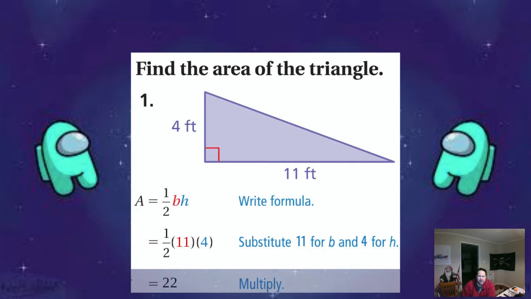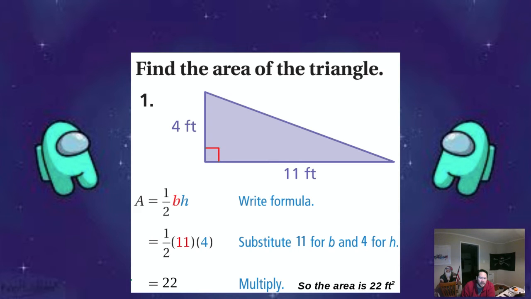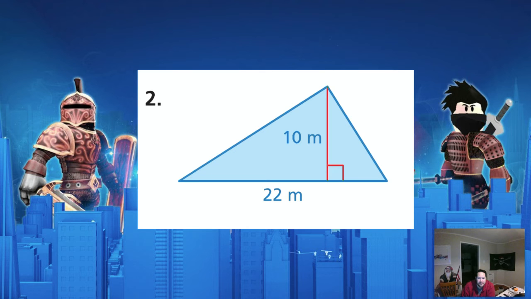Okay, so when you're multiplying, you can rearrange the order. You can do 11 times 4 first, and then cut that in half. Or you can do half of 11, which is 5.5, and then times 4. Or you can do half of 4, and then times 11. Any order, for me, I would just do 11 times 4 is 44. Cut it in half is 22. Therefore, the area is 22 square feet. And again, area is always square units for triangles, any shape at all.